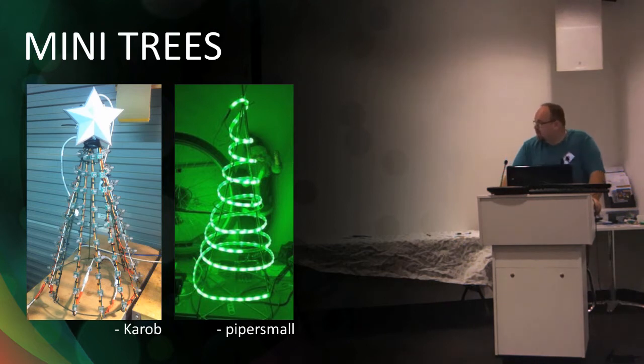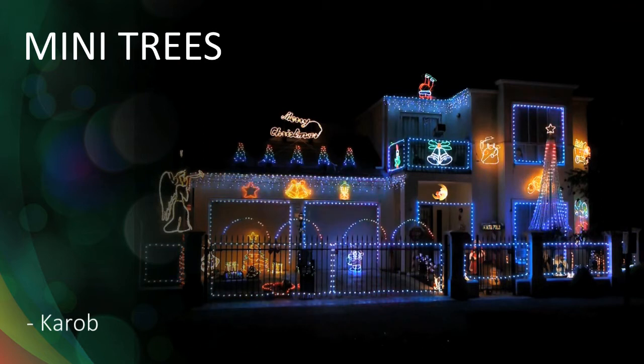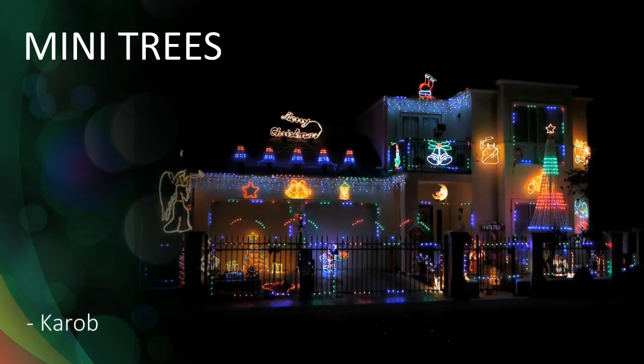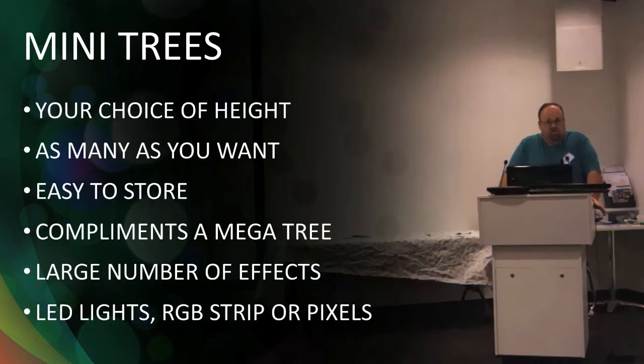Mini trees, that was what my mini tree was supposed to look like in the end, but I could never get those stars working, so they got ditched. Of course, mini trees, there are different ones. I use the pixel trees, others use just normal dumb lights, RGB, or the old Coles and Kmart type lights. The best thing with mini trees is your choice of the height. You make them the way you want. You can make as many as you want.